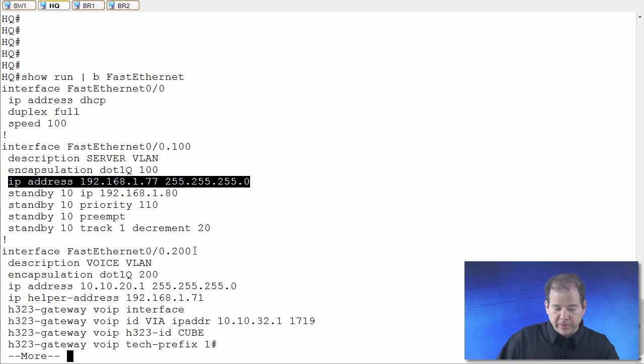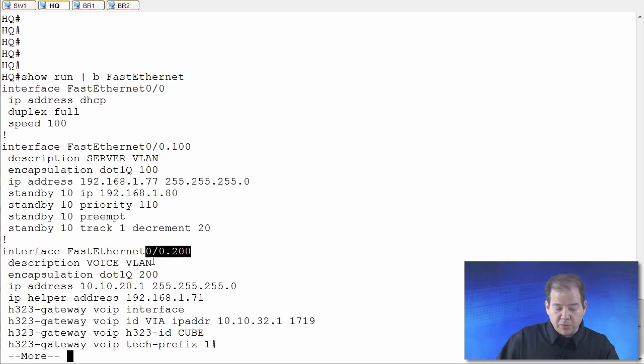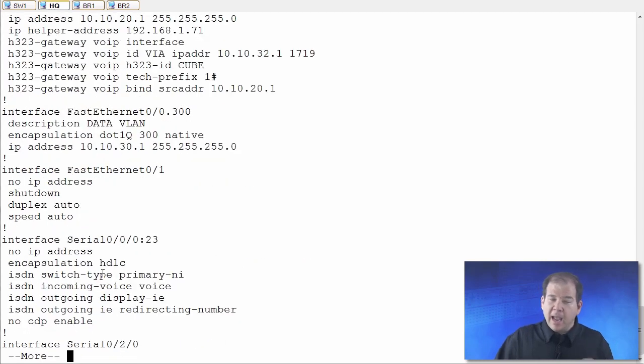Here's another sub-interface, Fast Ethernet 0/0.200. Again, .1Q is the encapsulation type, 200 is the VLAN ID, and remember that one VLAN on a .1Q trunk is a native VLAN. It does not get those 4 extra bytes added onto the frame. It does not have any tag bytes added. That's the native VLAN, and here I'm indicating that Fast Ethernet 0/0.300, it is using the .1Q encapsulation, and it's VLAN 300, and it's the native VLAN.